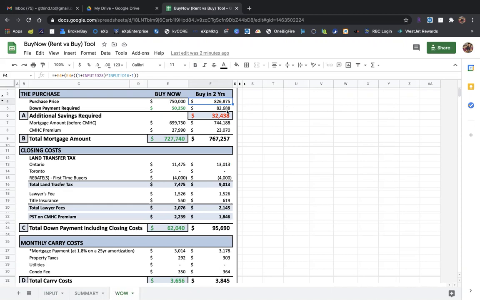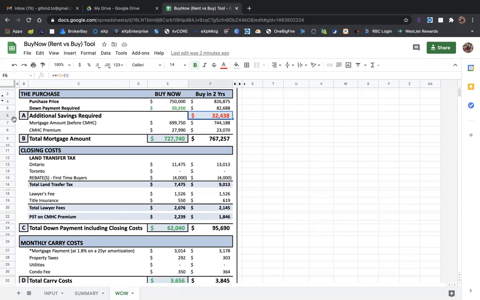Your 10% that you want to put down, you're going to need $82,688, which means you need to actually save $32,000 more between now and when you think you're going to buy to get into the same place, because the prices are growing.